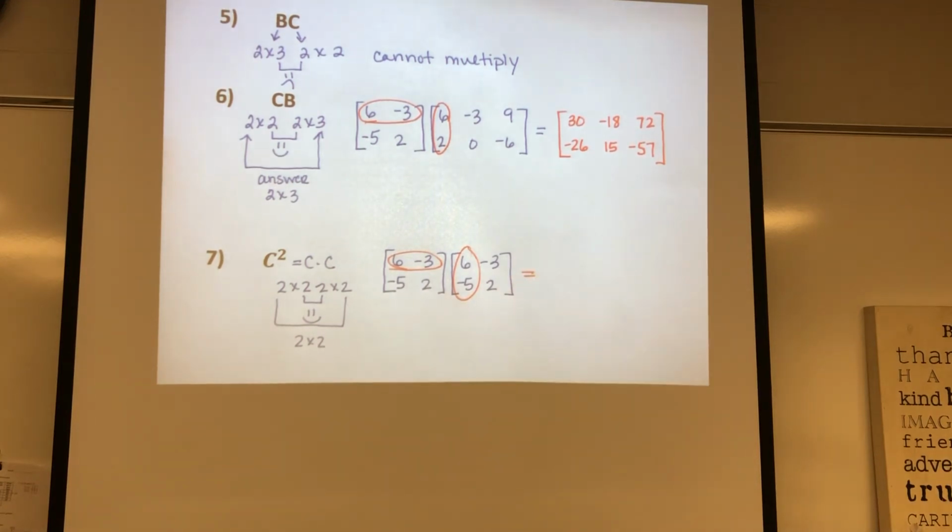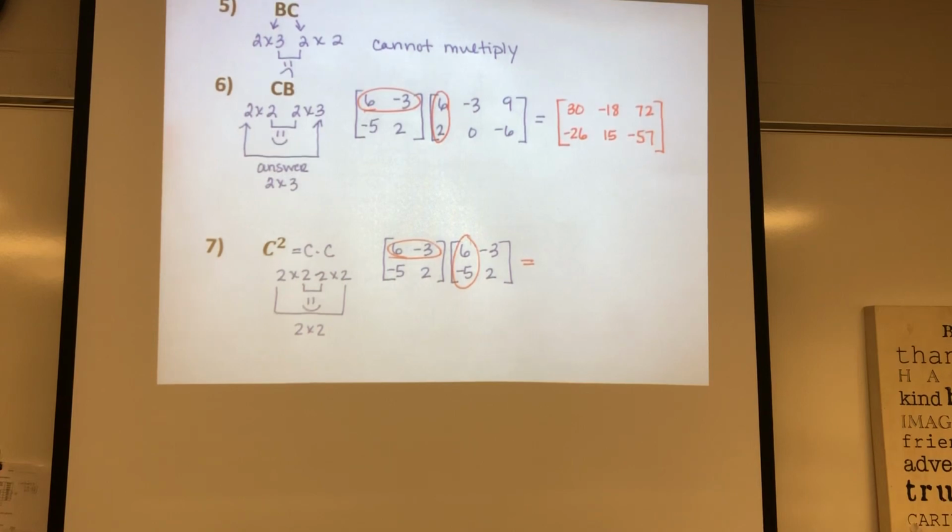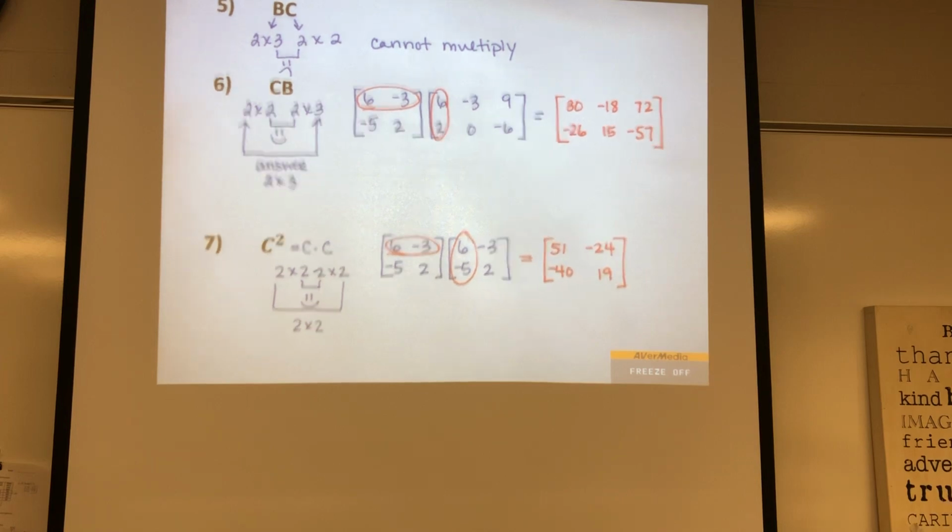So go ahead and give that a try, hit pause, and then come back and see if you got the answer correct. After you take each row times each column and then simplify, you should have 4 elements in your final answer. And they should be 51, negative 24, negative 40, and 19.